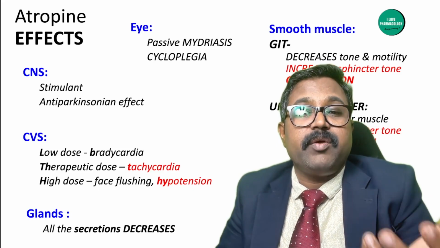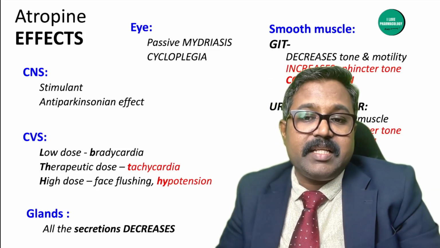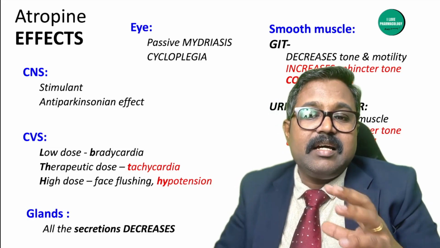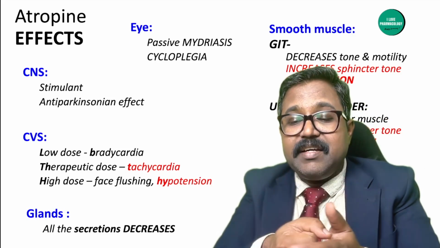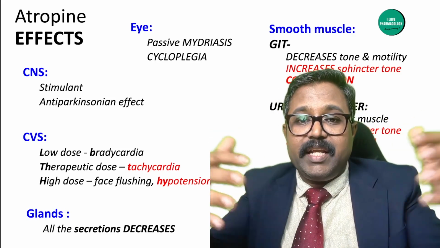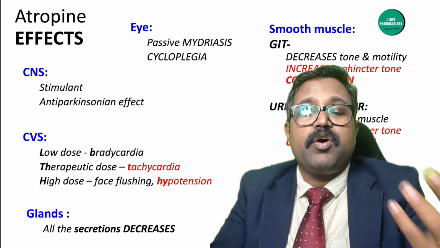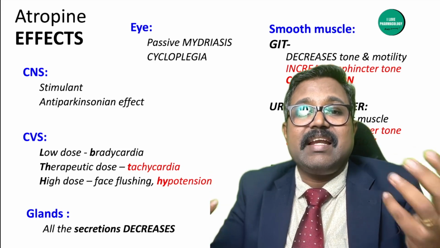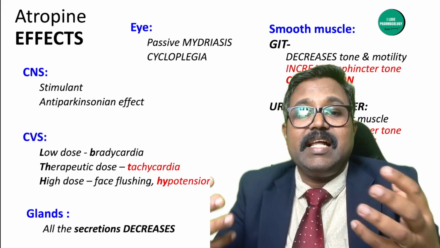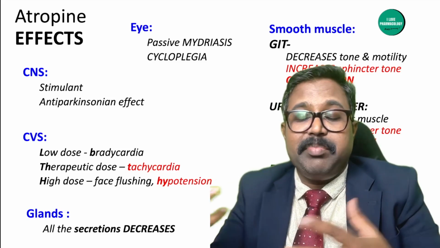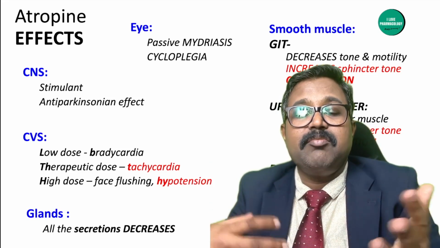What is the effect on the urinary bladder? One should remember that it relaxes the detrusor muscle. Once it relaxes the detrusor muscle and also increases the sphincter tone, there will be urinary retention. What is the effect on the bronchus? Usually on the bronchial smooth muscle it causes relaxation, thereby helping in easy breathing, and simultaneously it decreases the secretions in the bronchial tree.